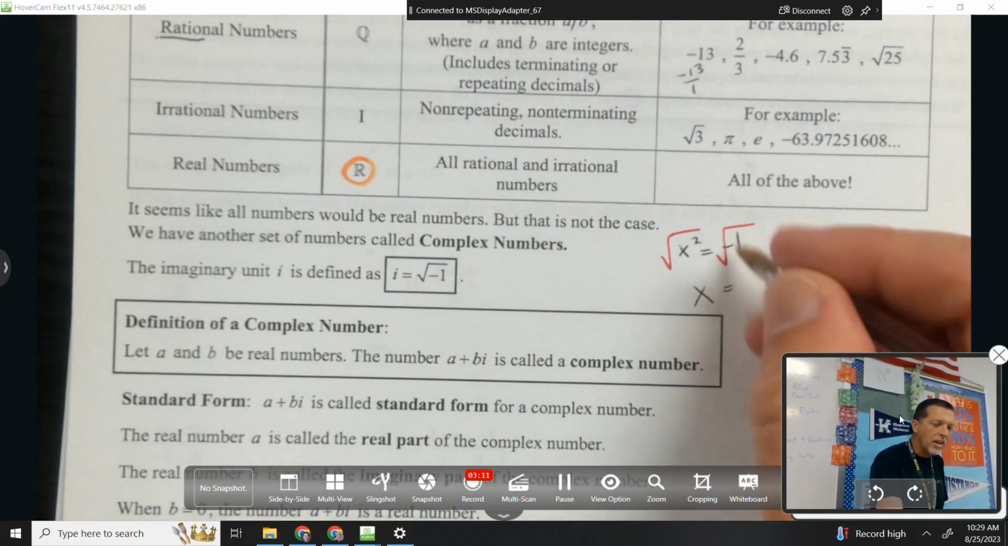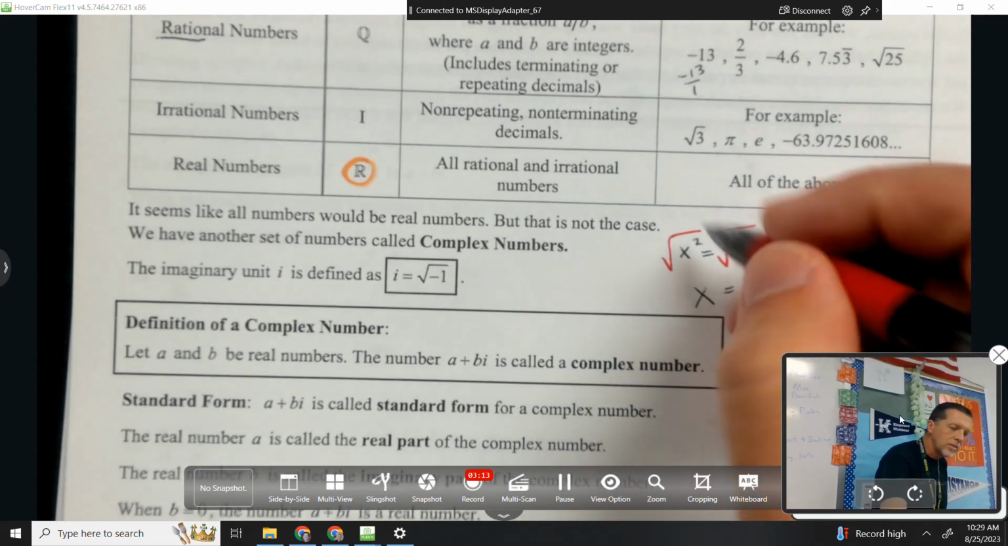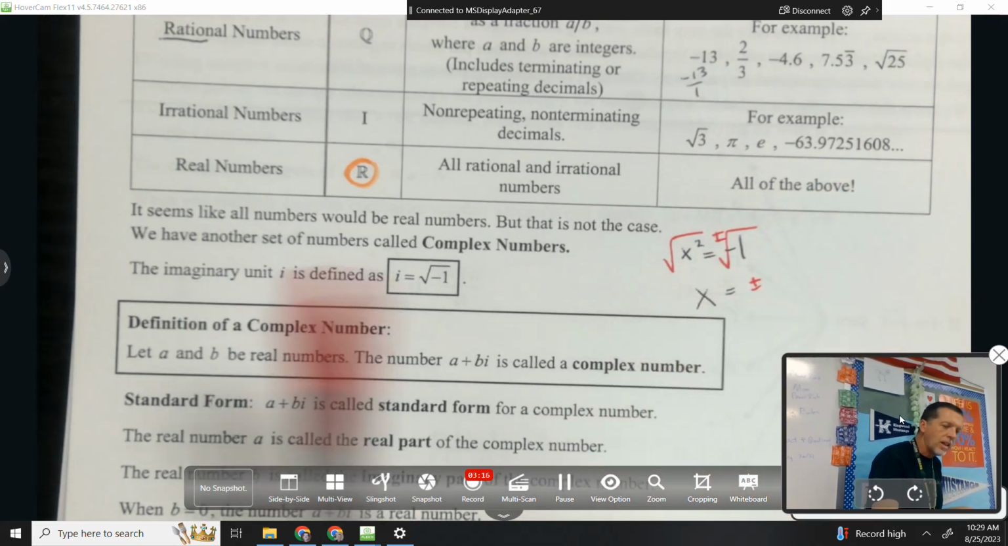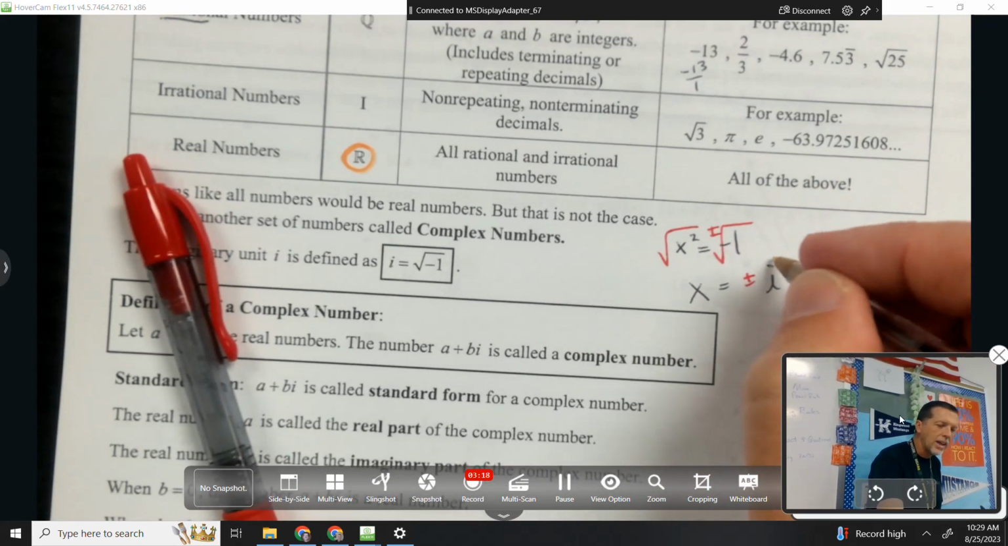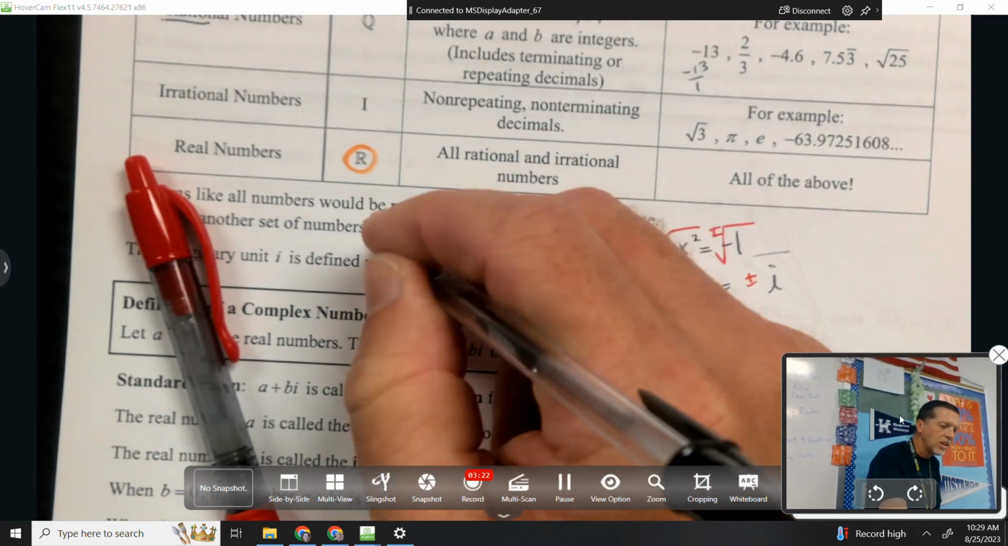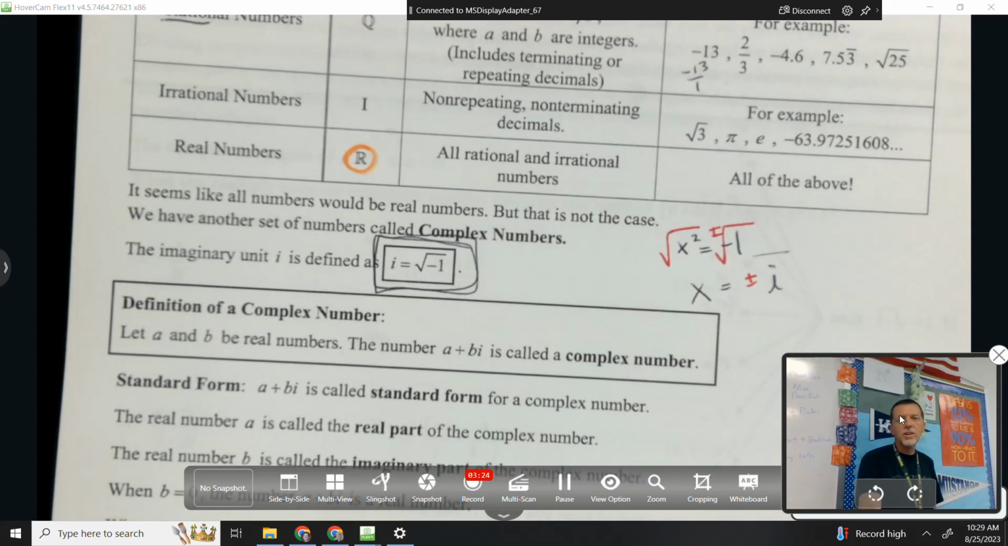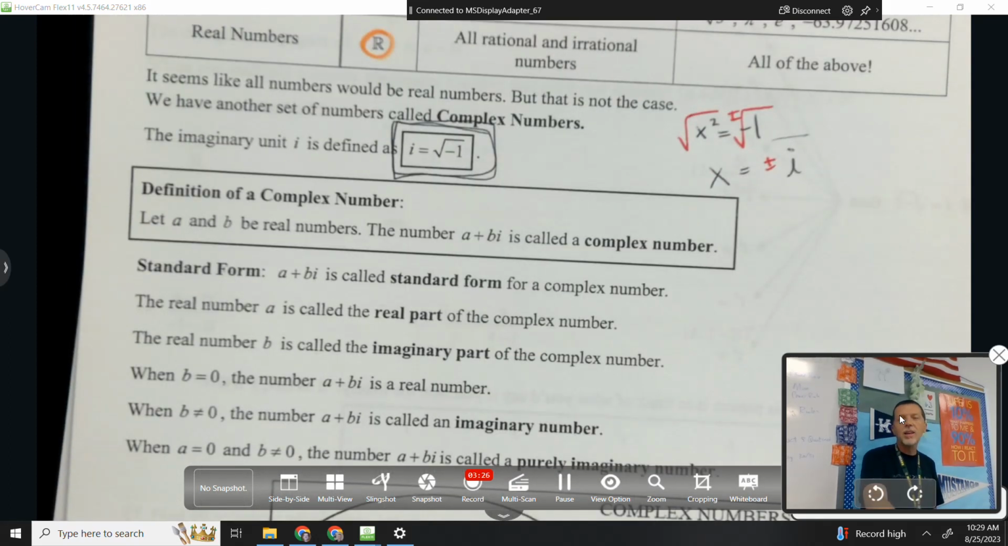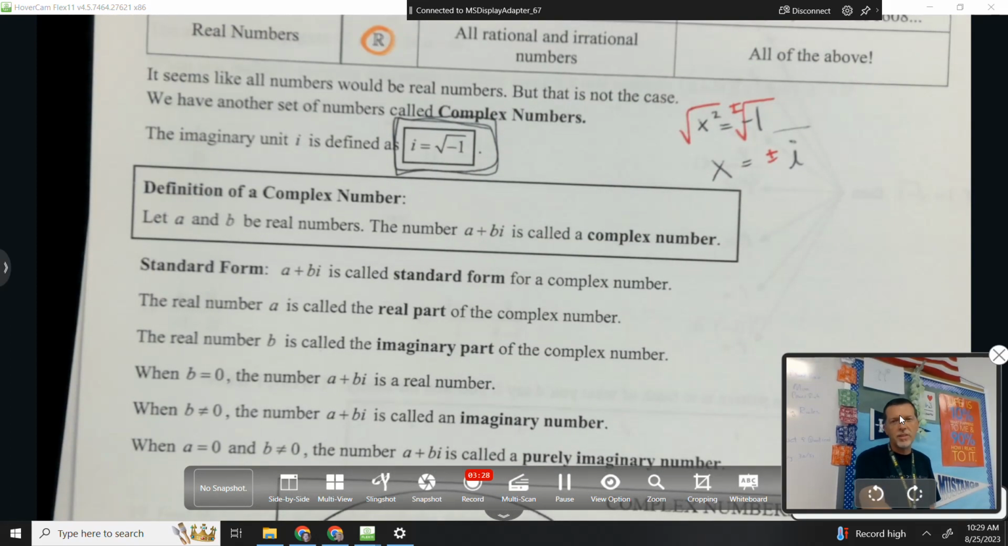But they wanted us to have an answer, so they decided, don't forget the plus or minus, that the square root of negative 1 would be i. And so that's just, by definition, we're going to call the square root of negative 1 i, because then we can do a whole lot more algebra with it.